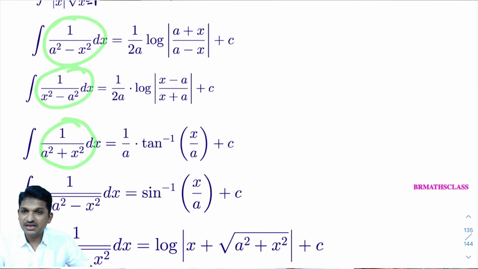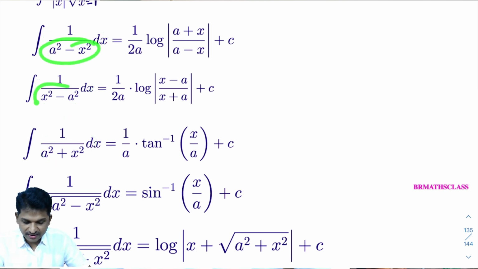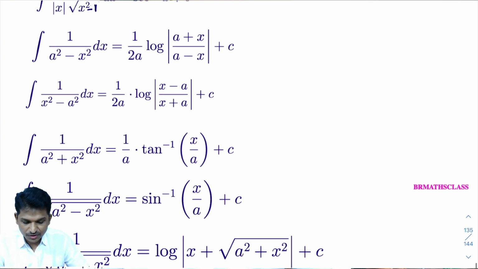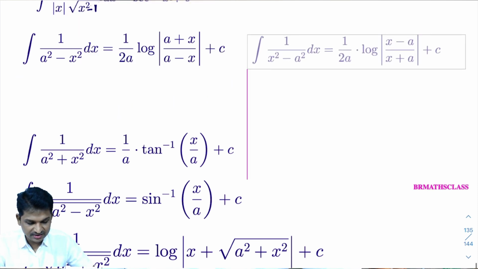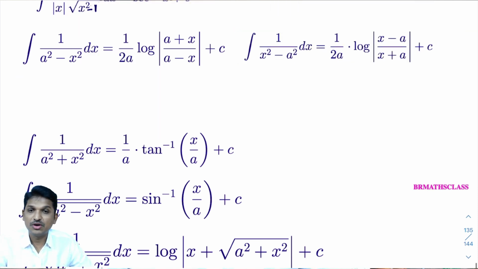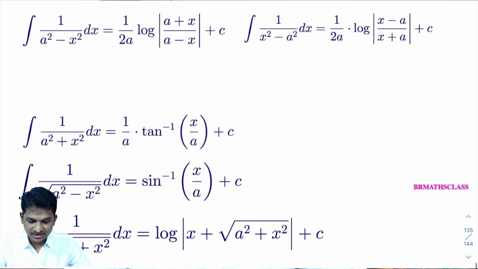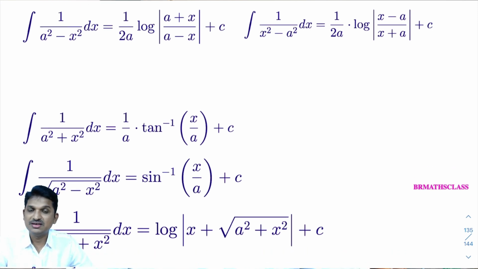In these three results, in the denominator, root is not there. So these are of one form. Integral of 1 divided by a square plus x square dx and integral of 1 divided by x square minus a square dx. It is important to memorize these results. You need to memorize these results.